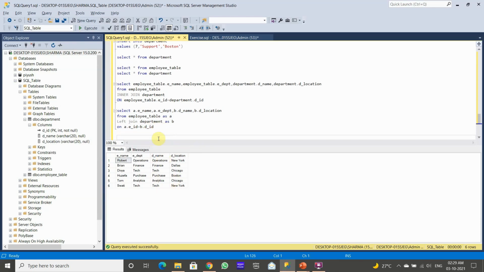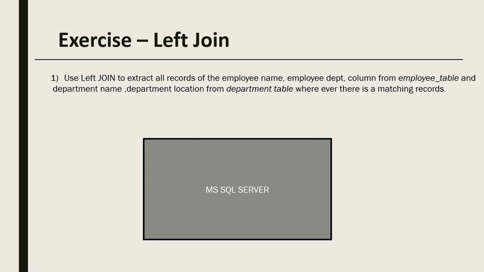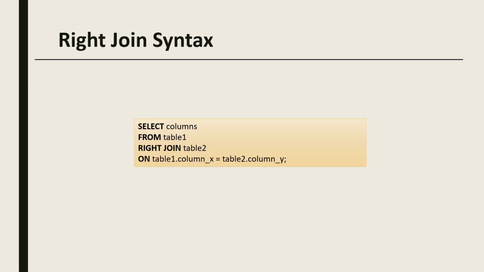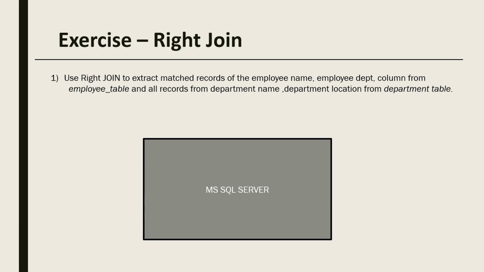Okay, similarly let's go back to the slide, and right join is similar to left join, but here we will extract all the information from the right table and the matching values from the left table. Okay, and the syntax for this is the same. The SELECT columns FROM table 1 RIGHT JOIN table 2 ON table 1 dot column X equal to table 2 dot column Y. And here the question is: extract the matching values from the employee name, employee department from the employee table, and all records from the department name, department location from the department table. Okay, let's do it.